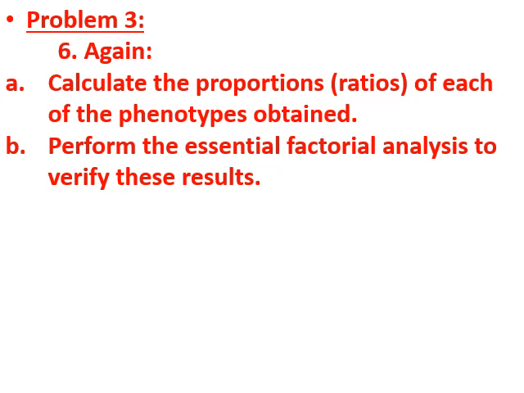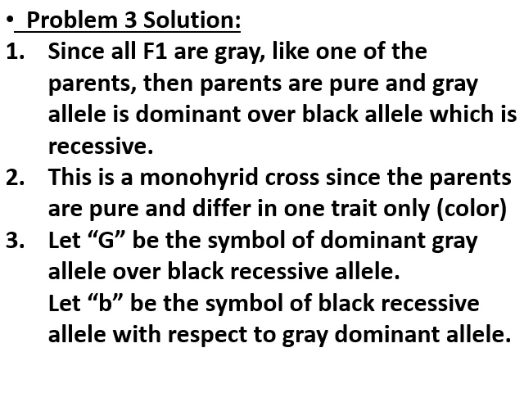Step number 6, again the same, but you have to calculate the proportion. We're going to see how to do this. So the solution of the problem is, as we said, since all F1 are gray like one of the parents, then the parents are pure and the gray allele is dominant over the black allele, which is recessive. What is the type of this cross? This is called a monohybrid cross since the parents are pure and they differ in only one trait.